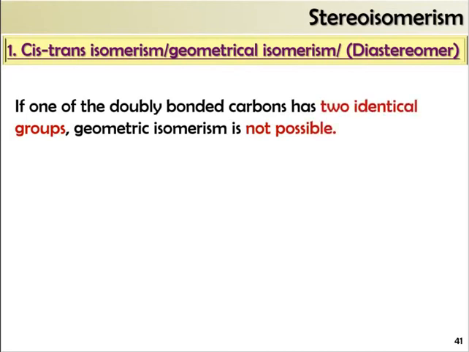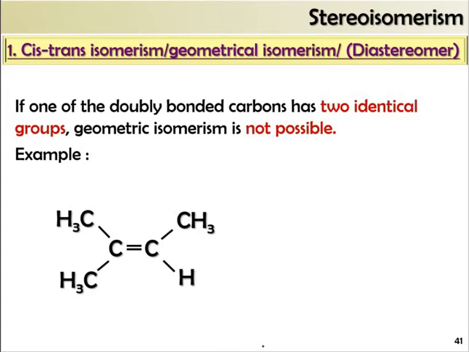If one of the doubly bonded carbons has two identical groups, geometric isomerism is not possible. Okay, as we mentioned just now, there cannot be a carbon with restricted rotation that has the same atoms or group of atoms. Okay, for example, we have this one with restricted rotation. Kalau macam ni memang kamu senang nampak. Nanti kita tengok contoh yang tak nampak dalam bentuk macam ni, so kita kena identify lah.